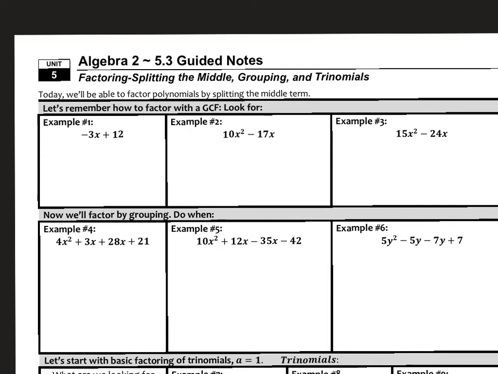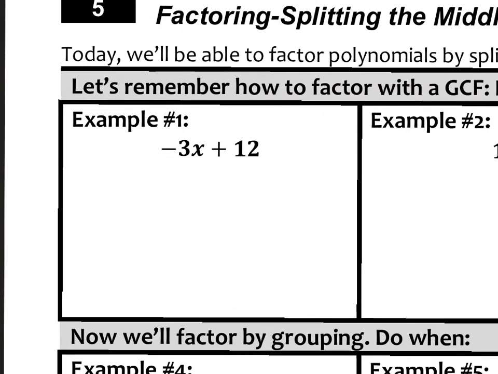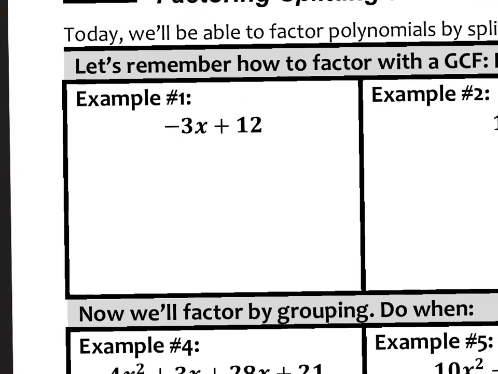All right, so I'm going to start with example 1. And I know that not only do I have 3 and 12, and both 3 and 12 divide by 3, but it's a negative 3. Okay, so I'm going to factor out that negative 3, and then I'm going to divide both these by that common factor. I get negative 3 times x, and then 12 divided by negative 3 is minus 4, and I'm done. Moving on to number 2.